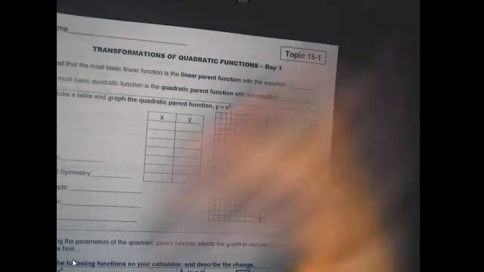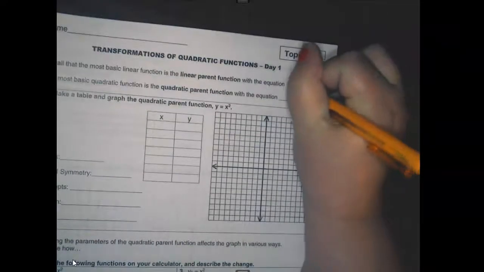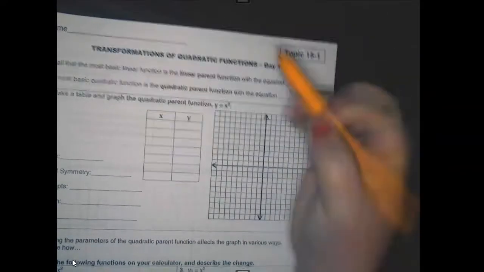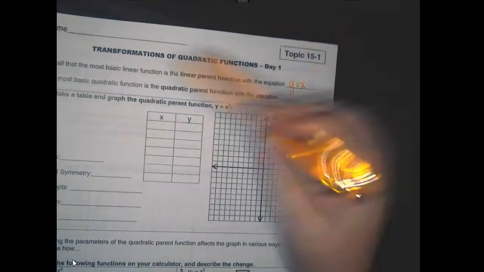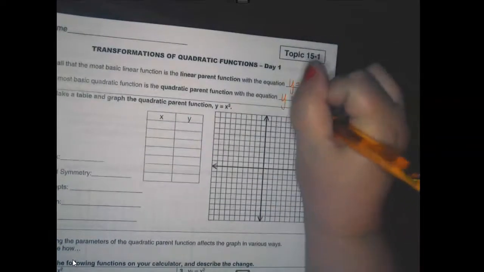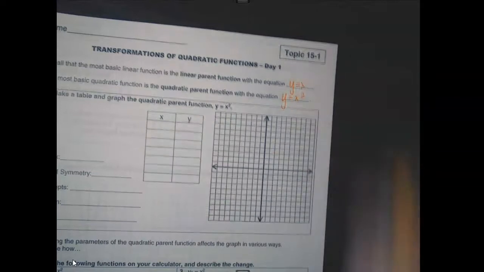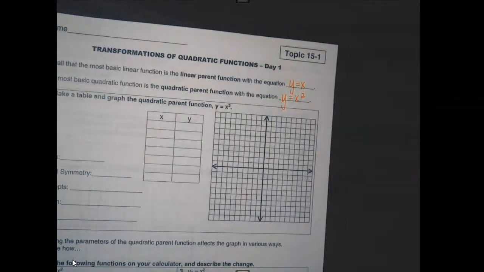Alright, so we have a linear parent function. That is the basic linear, which is going to be y equals x. And then we have our quadratic parent, which is the basic quadratic. We're going to be seeing what happens to my graph when I take that basic quadratic parent function and add a coefficient or add a constant to it, or subtract it, or make the coefficient negative. Some of this we already know, but let's look at it.